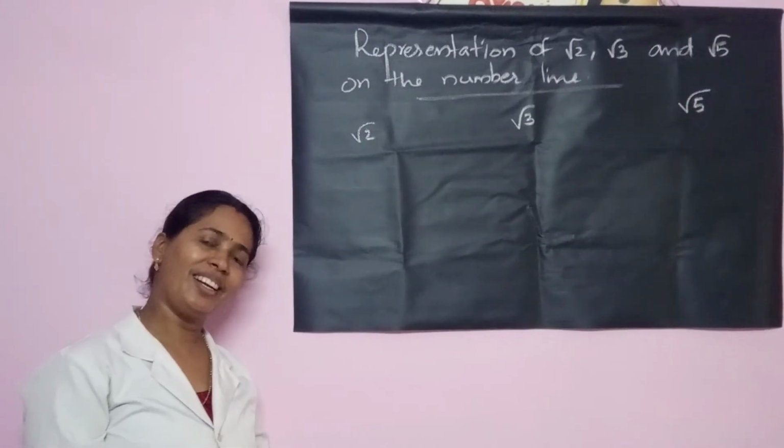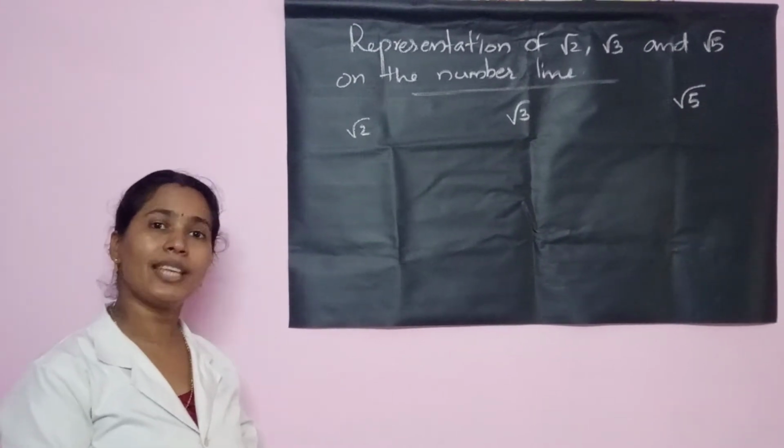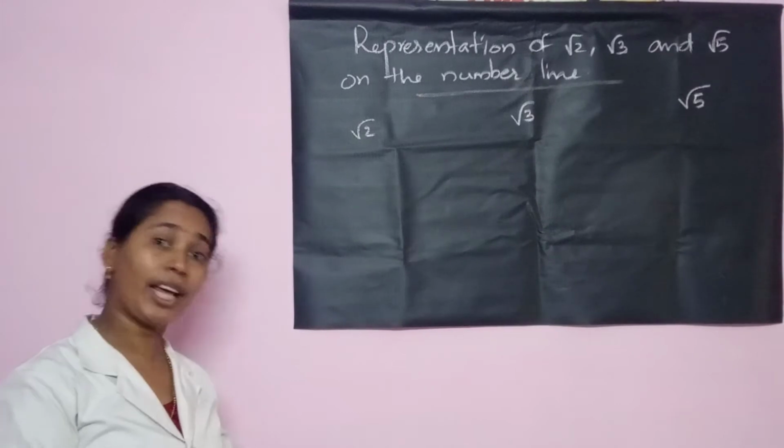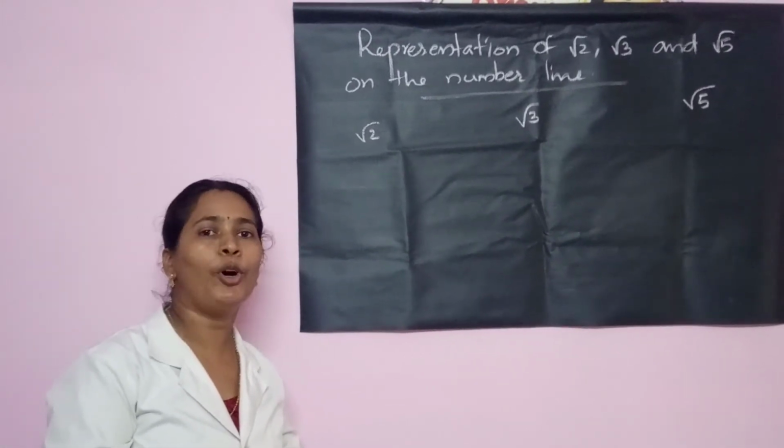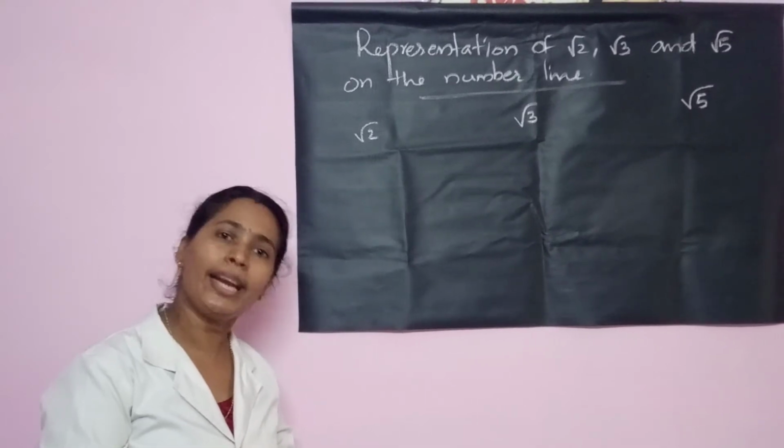Good morning, children. Last class, we discussed irrational numbers. What are irrationals? The numbers which cannot be written in the form p by q are called irrational numbers.